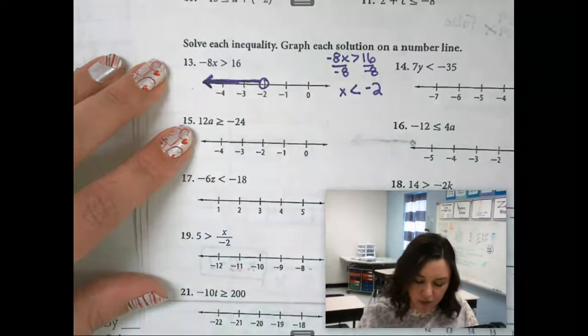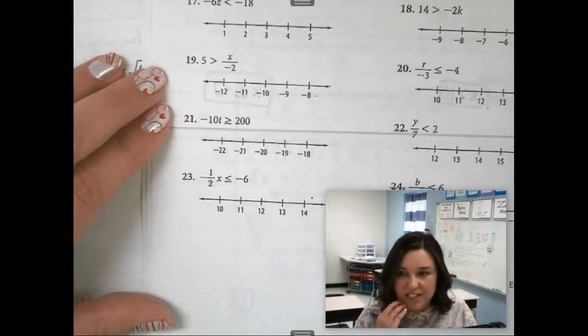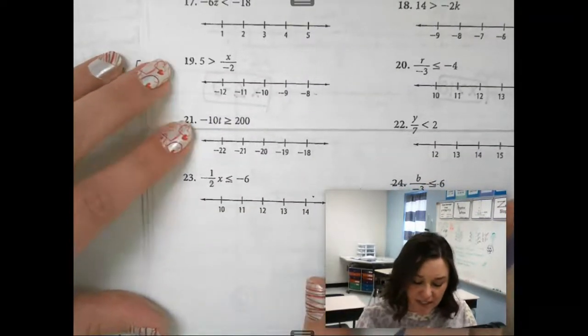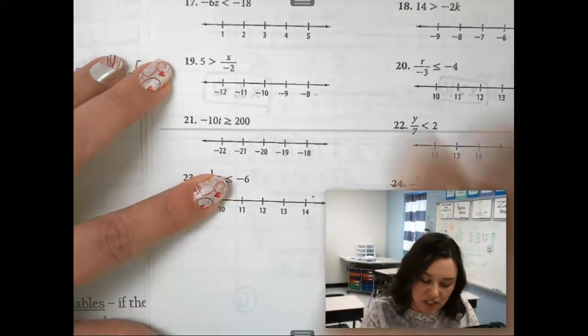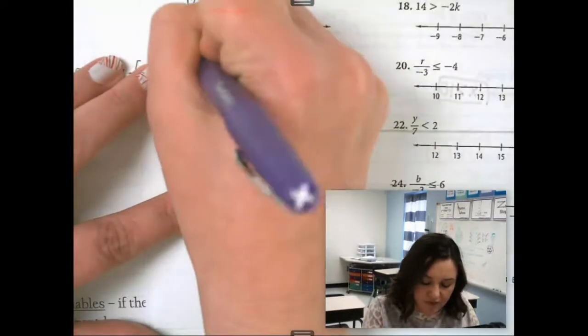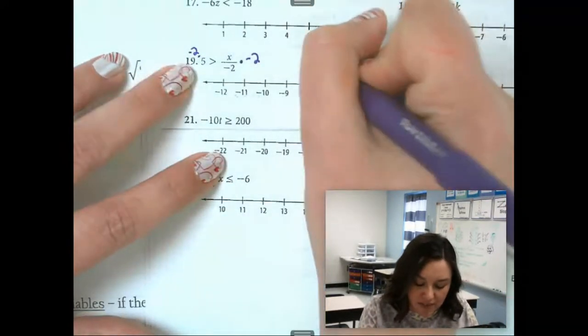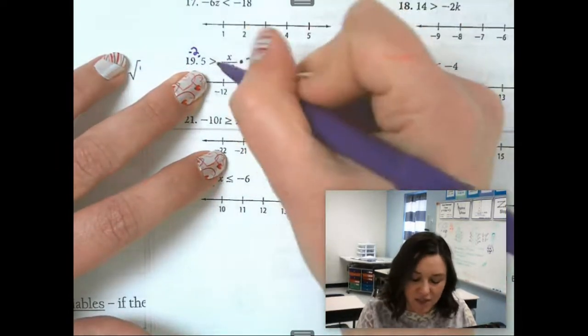All right, I want you to go down to number 19. And this will be our last one for the day. On number 19, it divides by -2. Well, the opposite of division is multiplication. So I'm going to multiply both sides by -2. Well, negative 2 times 5 is negative 10, and I have to reverse. I have to flip the sign. It was greater than, I make it less than.